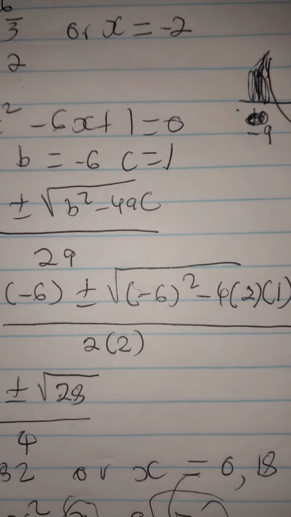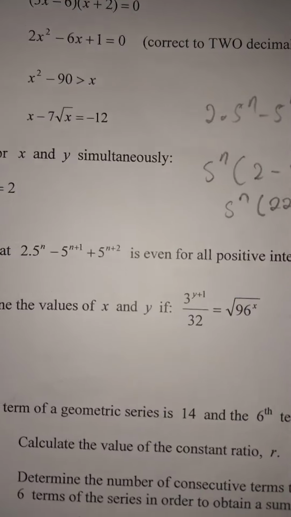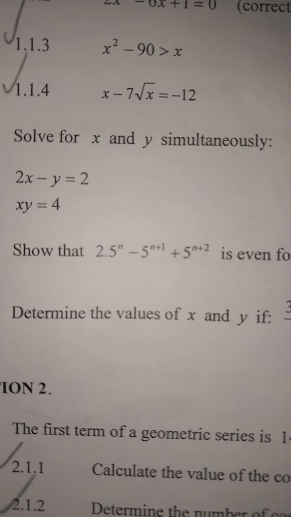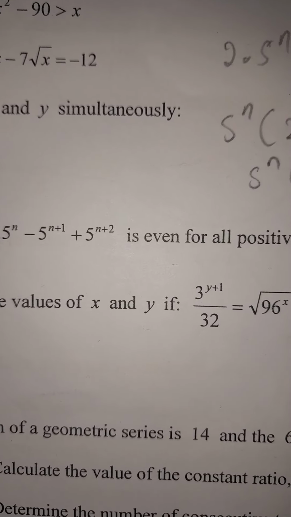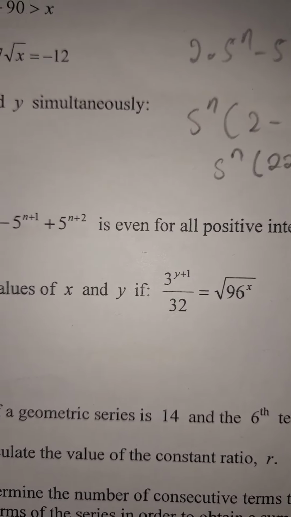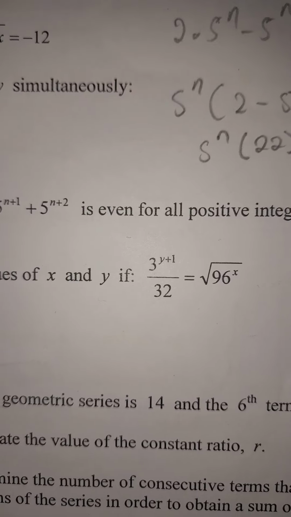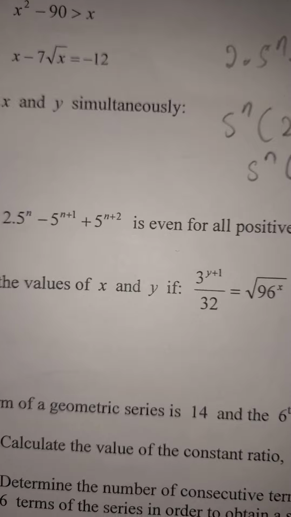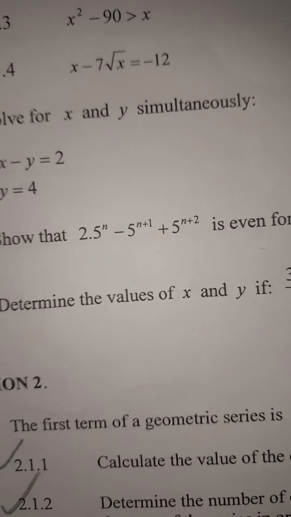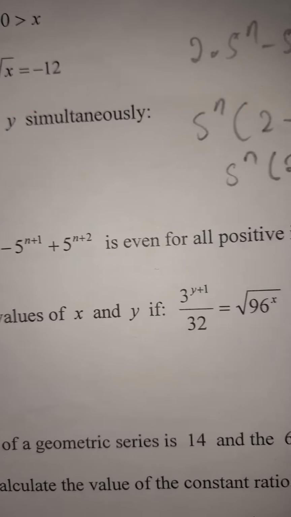Let's go to 1.1.4. At 1.1.4, what type of equation is this? Where x minus 7 root x is equal to negative 12. Well, guys, this is what we call a rational exponent. It's an equation without a base. Yes, this is a rational exponent. First thing first is to write this thing in standard form. Let's put this into practice.